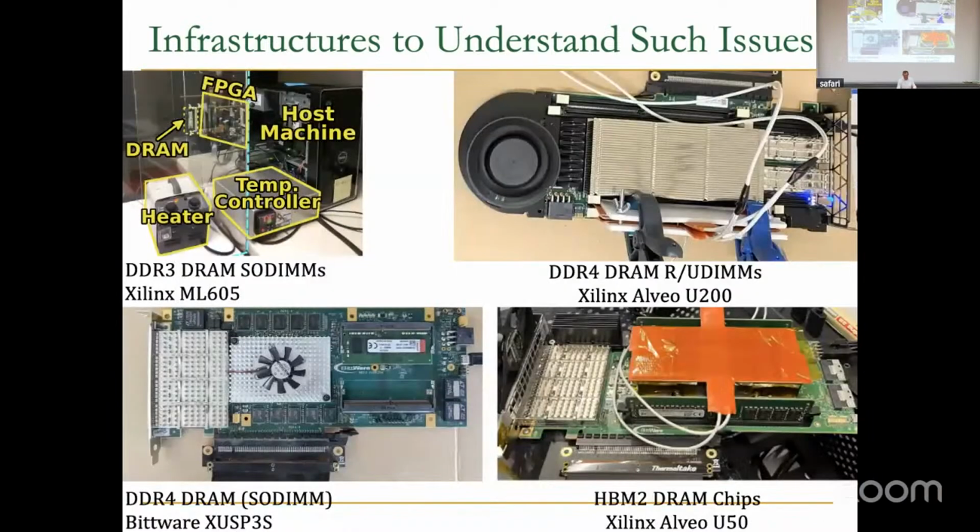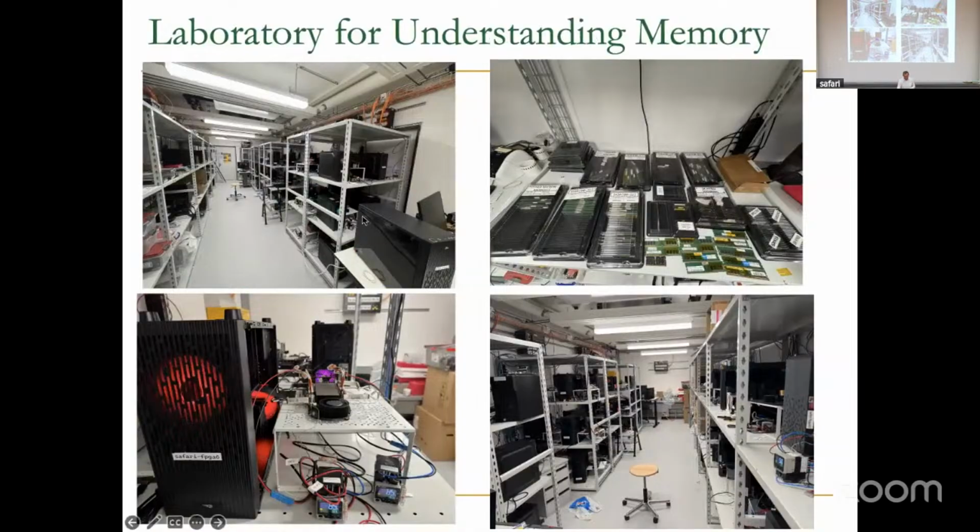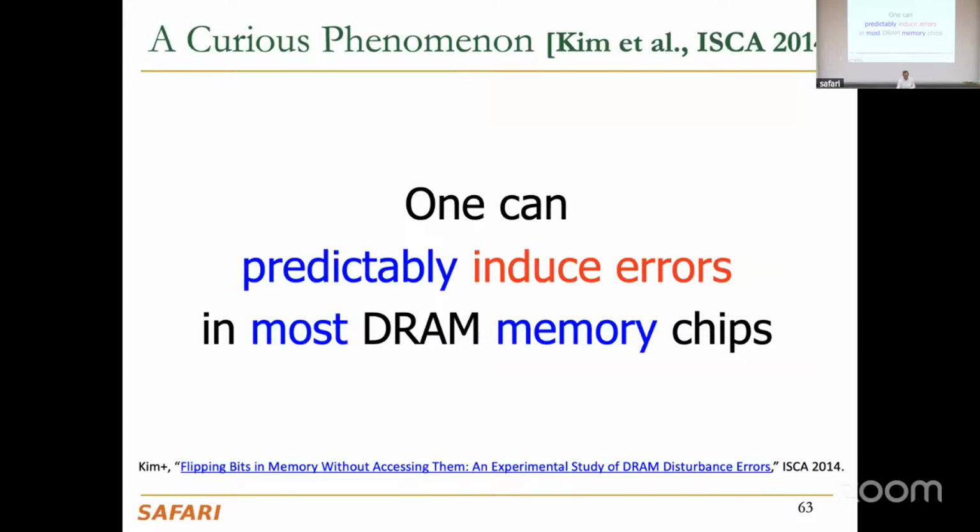You can see that there are a lot of FPGAs that we look at. These are all different types of FPGAs. And this is our laboratory. We have a lab that tests a lot of memory. We build a lot of infrastructure. This is how, for example, we discovered the RowHammer effect in memory, which you may have seen if you've done the extra credit assignment.